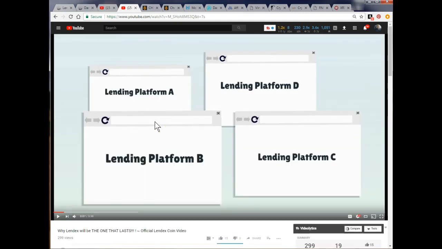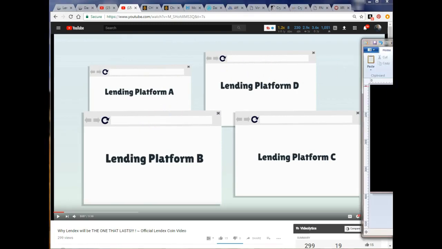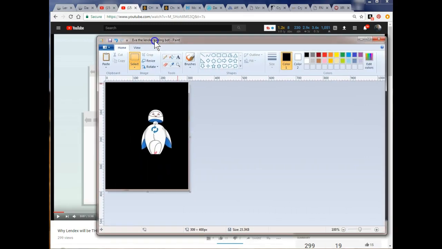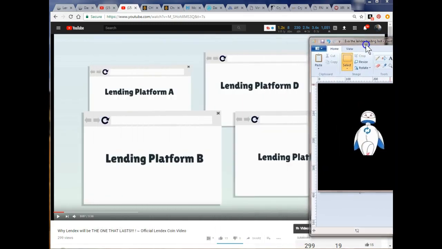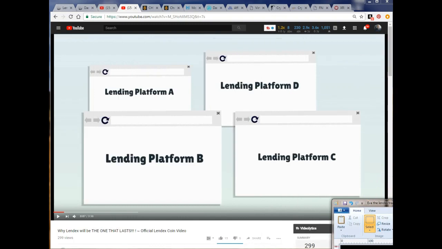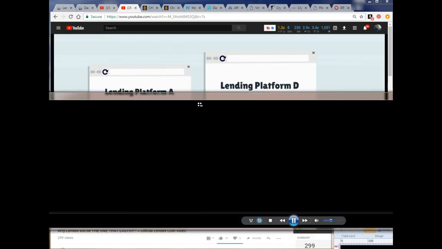Sorry, there's one more. The Eva, the trading bot. This is Eva, the Lendex trading bot. And she pops up. They didn't have a separate video for her, but I downloaded it from the platform. Let me resize this.